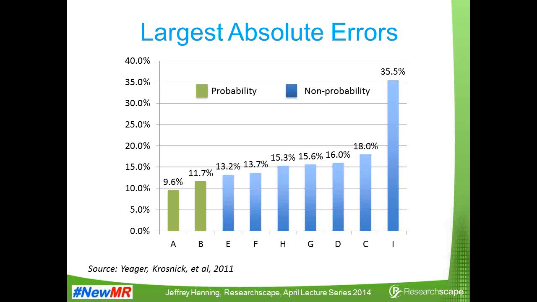It was just under 10 points on the telephone survey, just under 12 points for the online probability, and one of those panels, again, the same panel that had the largest average error, had the largest absolute error of 35%, which I think all of us would be horrified to have. But you can see that the largest errors were not dramatically higher on some of the other panels.